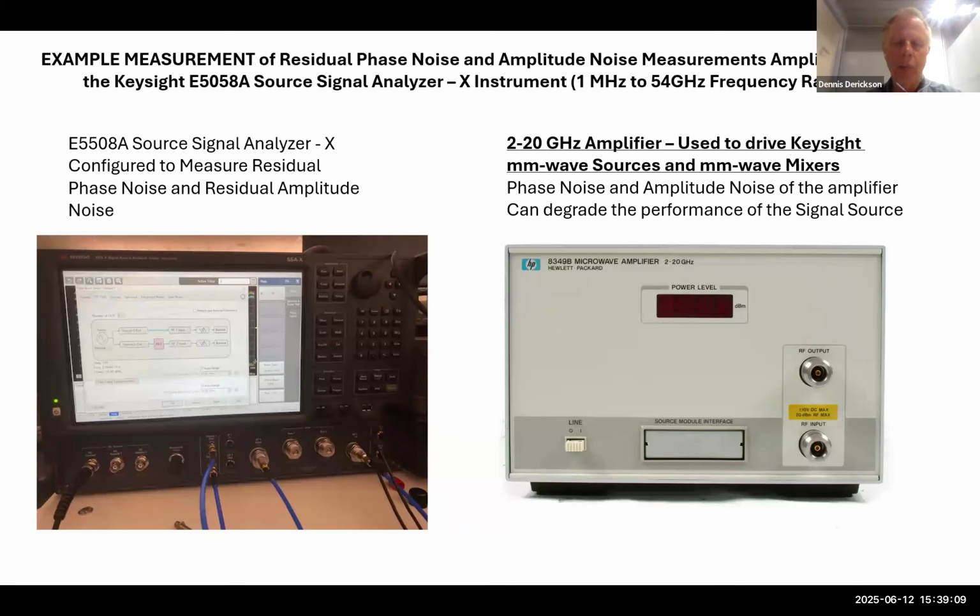So I want to show some example measurements of what this residual phase noise measurement looks like. We go into this residual phase noise measurement mode as shown on the previous slide, and I have various different amplifiers. This is an amplifier I had in my lab, an older Hewlett-Packard 2 to 20 gigahertz amplifier with built-in power supplies and connectors in and out. So what is the characteristic of that? Well, I have a vector network analyzer that goes to 54 gigahertz, so let me look at the gain of that amplifier.